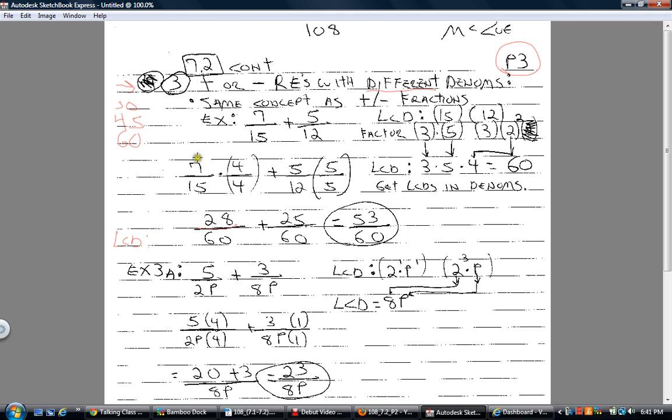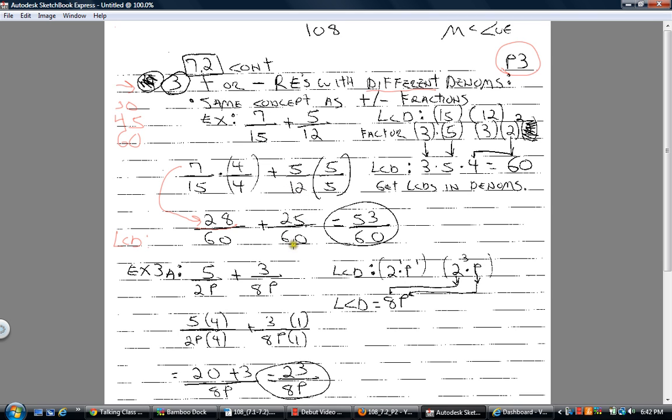Take the problem. Here's 7/15, here's 5/12. 15 times what equals 60? The answer is 4. 15 times 4 is 60. Stack it. 4 divided by 4 is equivalent to 1, so you're not changing it. However, 7 times 4 is 28. Okay, I really want you to see that technique here because that's what you're going to use to make these adding RE's a lot easier for you.